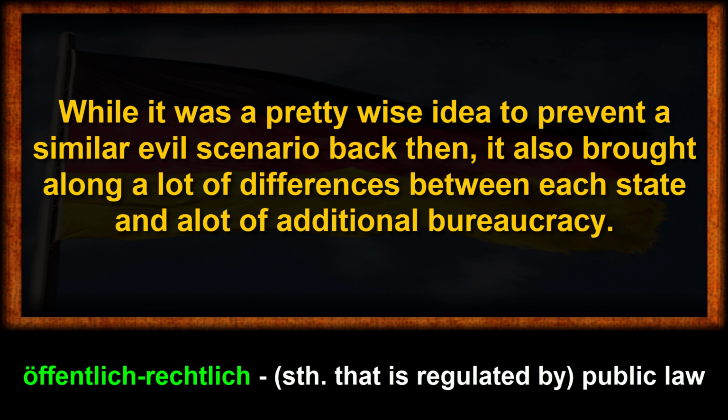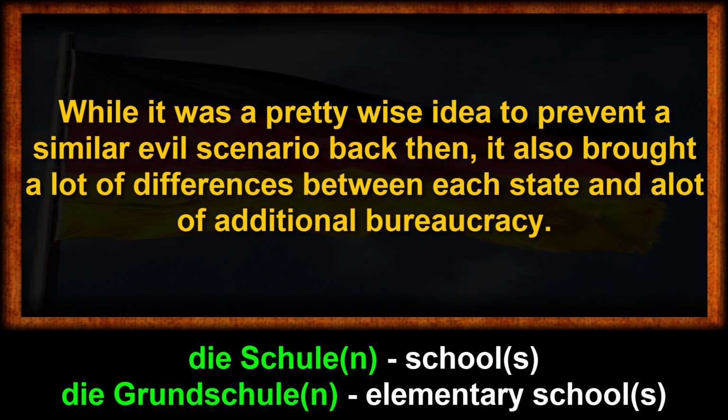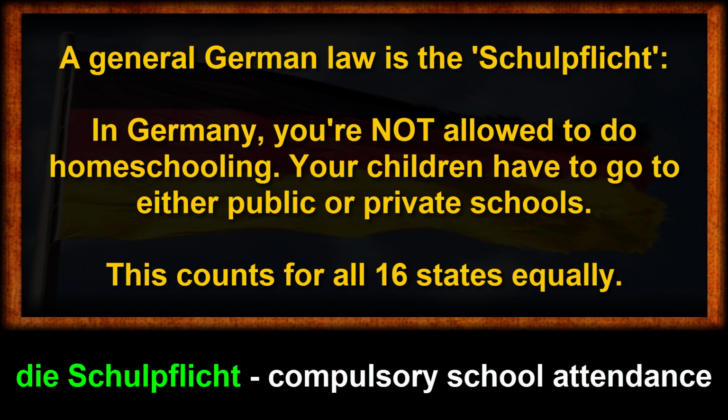Also, the whole schooling system can be quite different from one state to another. Just a quick example. In some states, elementary school includes the school years 1 to 4, while in others it's 1 to 6, and then pupils move on to different school forms. The elementary school is die Grundschule, singular, die Grundschulen, plural. A general law in Germany though is the so-called Schulpflicht, die Schulpflicht. No matter in which of the 16 states you're living, your children have to go to school. There's no way around that. You are not allowed to teach them at home, for instance, doing the so-called homeschooling. That is not allowed in Germany.